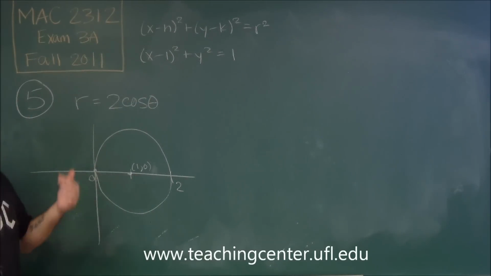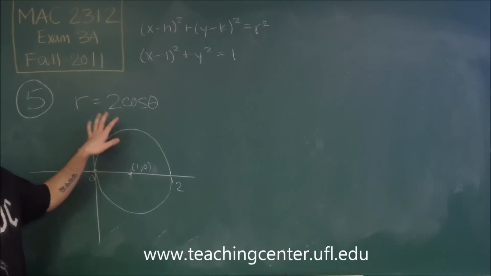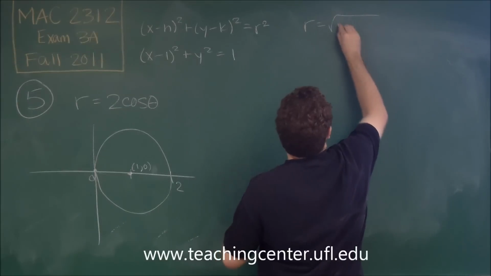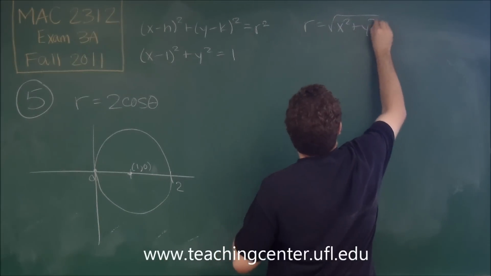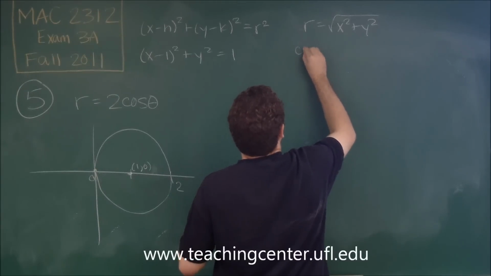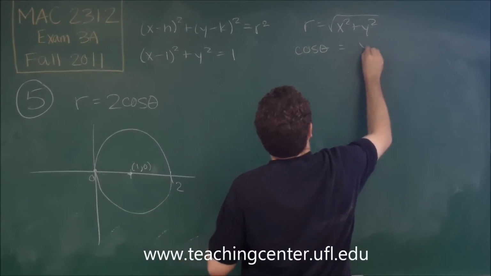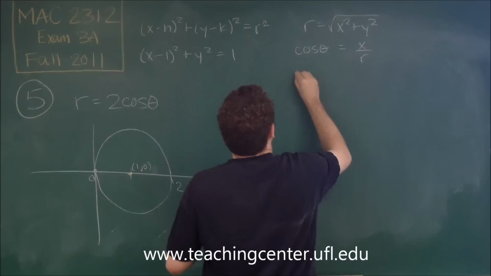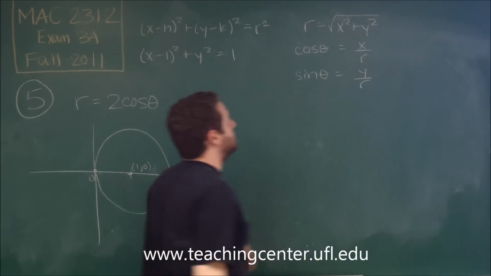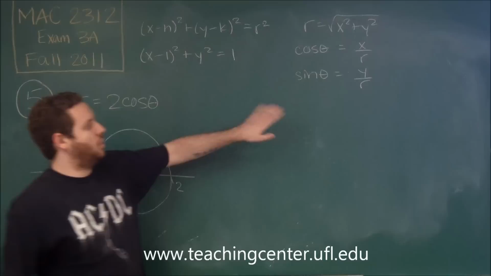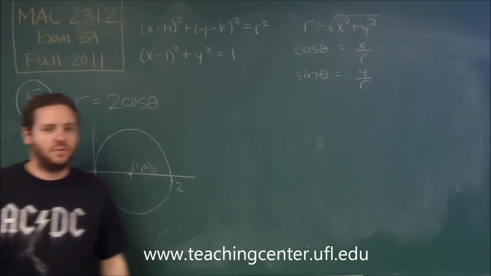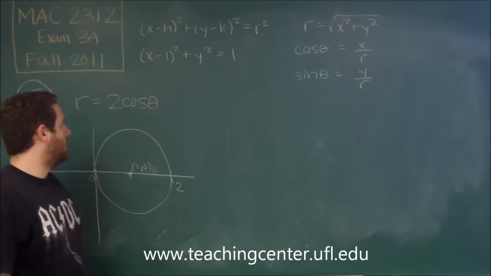The other way you can do that is to use the Cartesian to polar transformations. Remember that r is equal to the square root of x squared plus y squared, cosine theta is x over r, and sine theta is y over r. You might have seen those a little differently, x equals r cosine theta, y equals r sine theta, but it doesn't matter. Those are just rearrangements of the same thing.